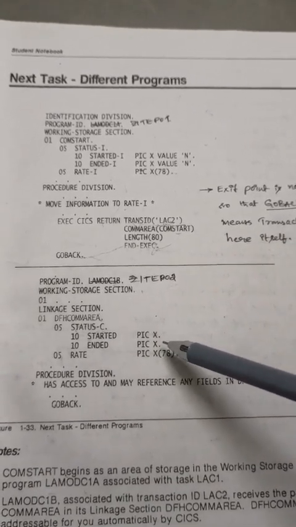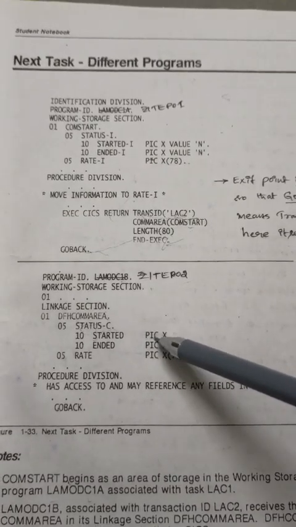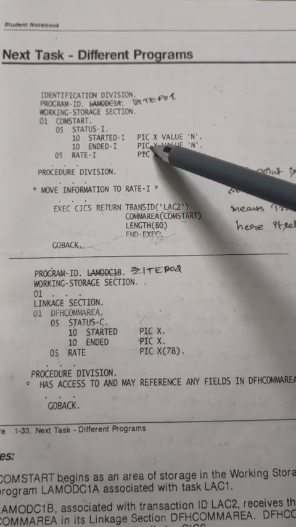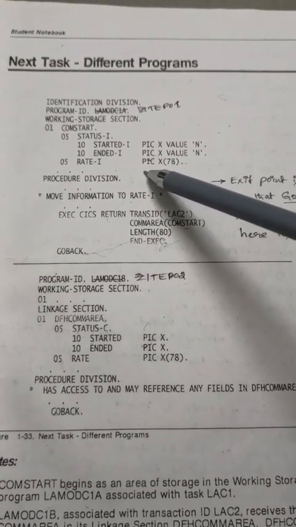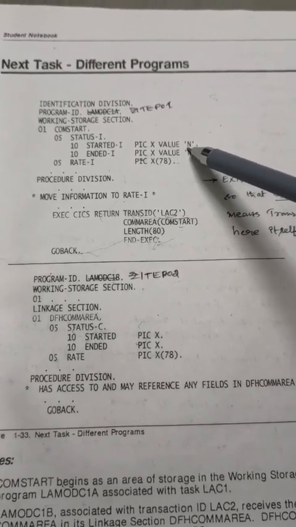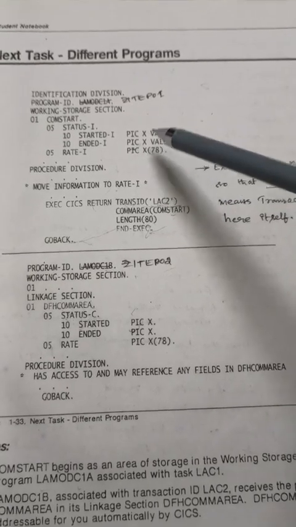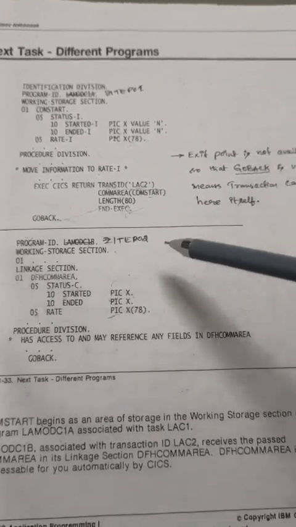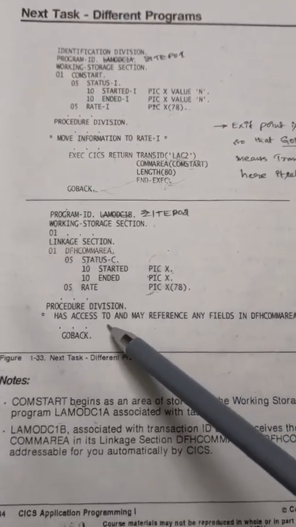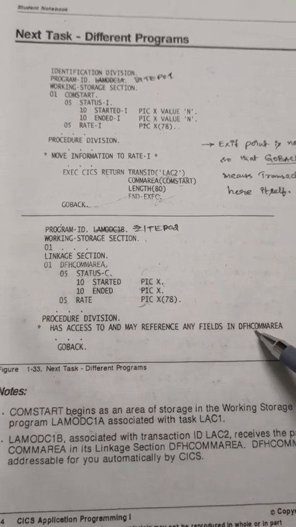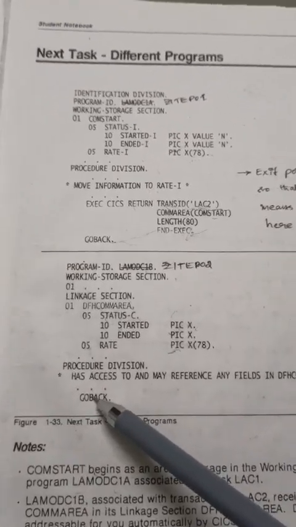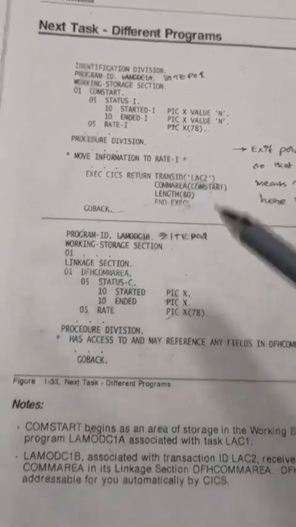But the main criterion is that whatever picture clause you have mentioned in the subprogram, you must follow the same picture clause in the main program. Here I am passing 80 characters: alphanumeric 2 bytes and alphanumeric 78 bytes. The same picture clause should be mentioned in the subprogram. We can see that in the subprogram I do not have access to the main program's reference field in the DFHCOMMAREA. In the subprogram I also mentioned the COMMAREA, so once you mention GOBACK, it goes back to the main program.